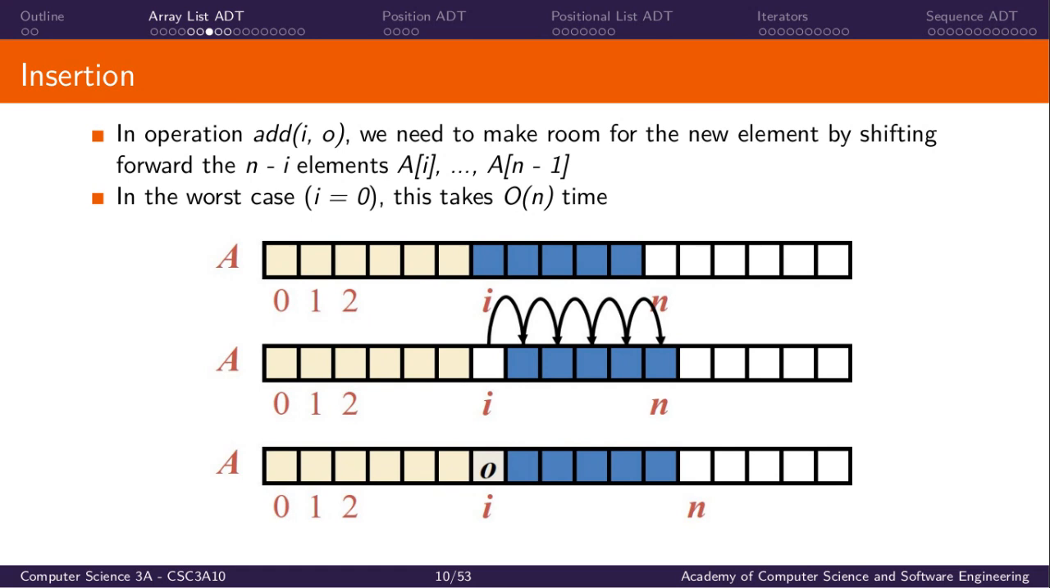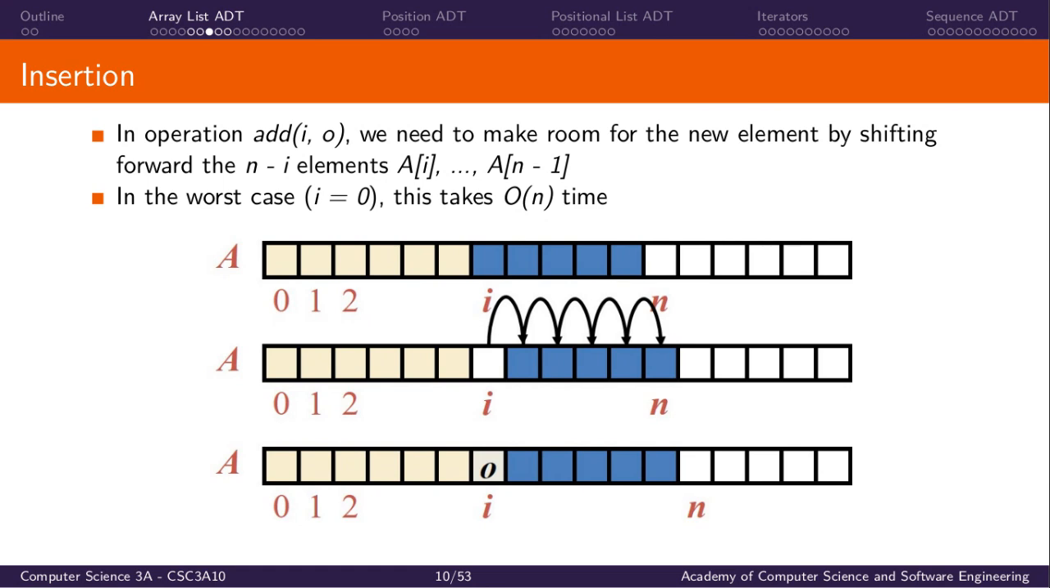We need to make room for that by shifting all the elements forward by 1, and only the ones that actually occur after I. That will be the n minus I elements that occur after I, from I to the end of our array list, which should be at index n minus 1. That effectively changes their index, which is correct, because they now have one more element before them. In the worst case, if we're trying to insert at the beginning of our array list, this could take order n time. Why? We actually have to shift everything that was in there 1 to the right.